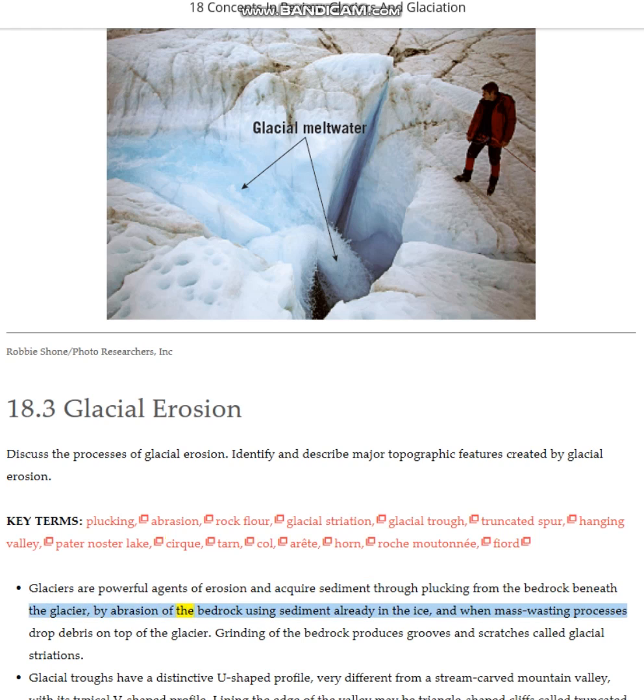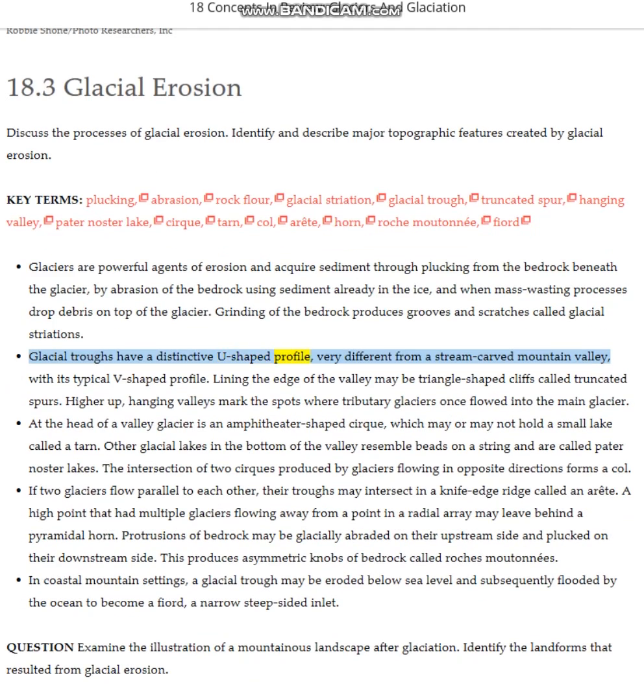by abrasion of the bedrock using sediment already in the ice, and when mass wasting processes drop debris on top of the glacier. Grinding of the bedrock produces grooves and scratches called glacial striations. Glacial troughs have a distinctive U-shaped profile, very different from a stream-carved mountain valley, with its typical V-shaped profile. Lining the edge of the valley may be triangle-shaped cliffs called truncated spurs. Higher up, hanging valleys mark the spots where tributary glaciers once flowed into the main glacier.